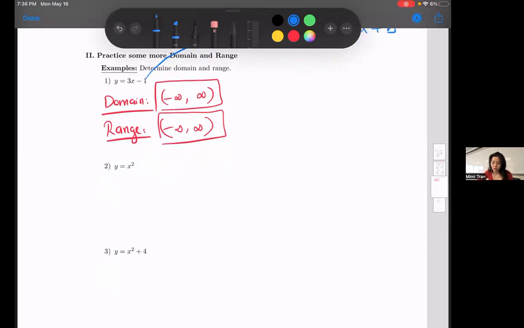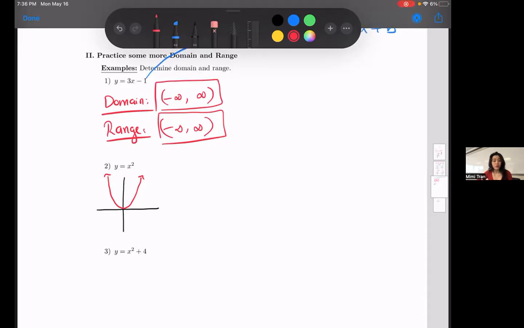All right, for the second one, again, you can use the decimal, but I already know what it is, so I'm just going to roughly sketch it for you. On the exam, I will give you the graph. You don't have to graph it yourself, right? So that is y equals x squared. It's definitely a function, right? Because it passes the vertical line test.